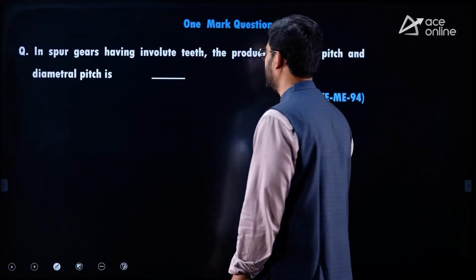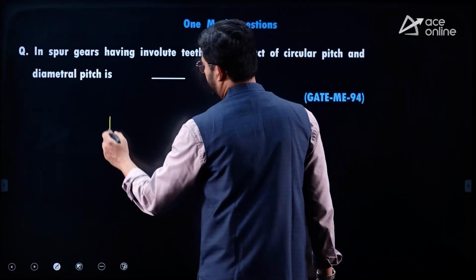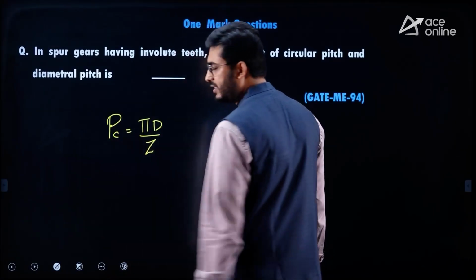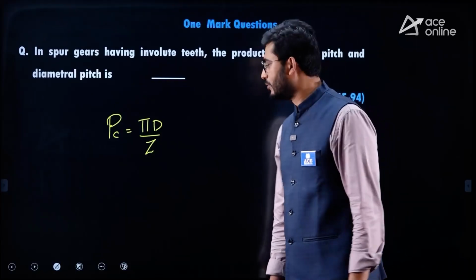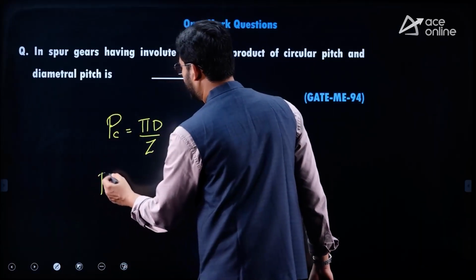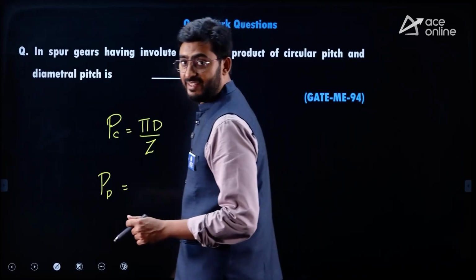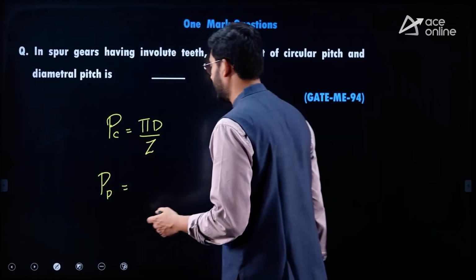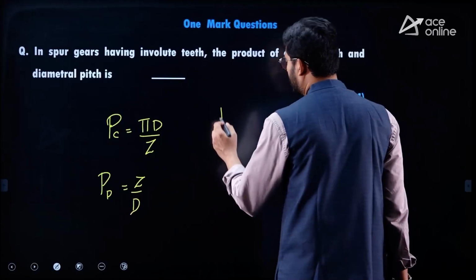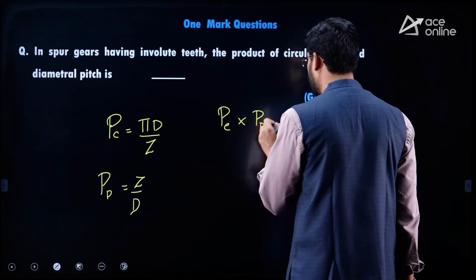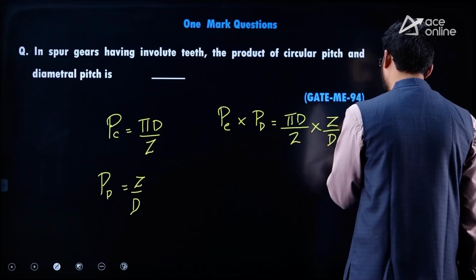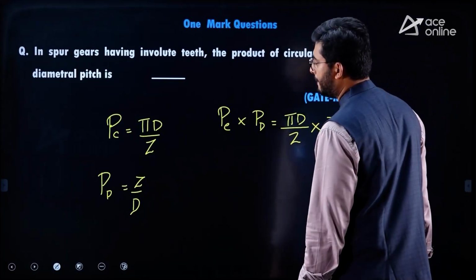Now let's see the question. In the spur gear having involute teeth, the product of circular pitch, that is PC, which is equal to pi times of pitch circumference divided by number of teeth, that is sometimes we use Z, or we also designate the number of teeth with T as well. And the diametrical pitch, that is PD, is equal to number of teeth per inch of diameter, that is Z by D. Okay, so if we take the product of these two, that is PC into PD, which is equal to pi D by Z into Z by D, this is equal to pi.